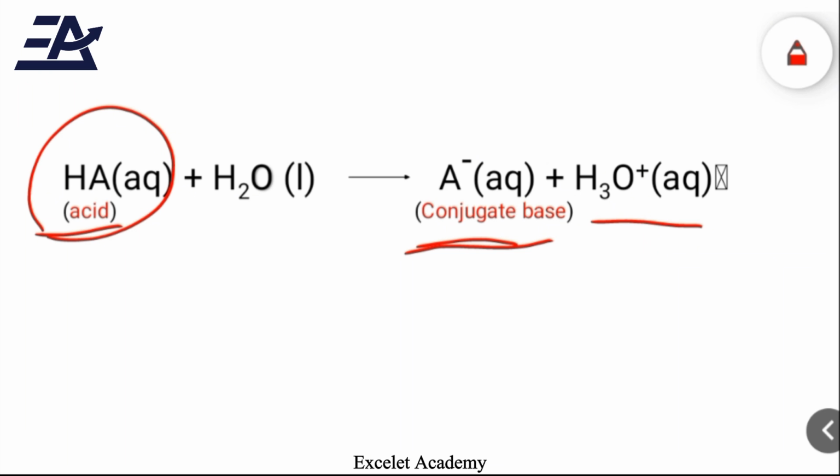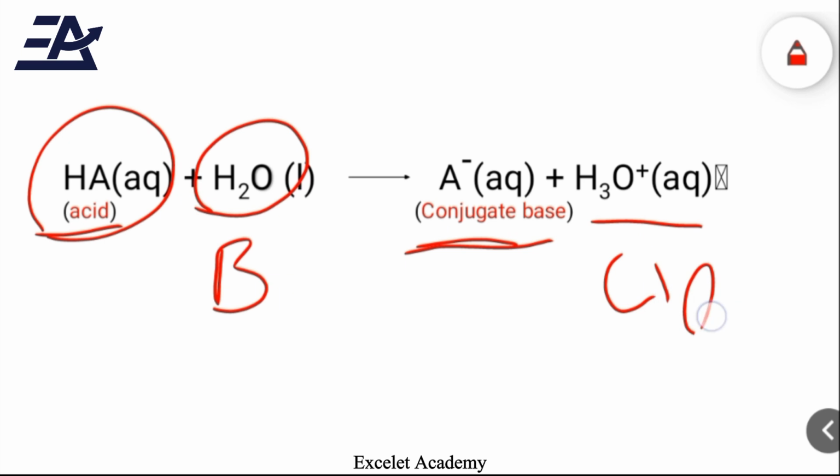And in this reaction, the water acts as a base because it's a proton acceptor. It accepts a proton and forms the H3O+, or the hydronium, in this reaction. And the hydronium ion is a conjugate acid because when compared with water, it has one more hydrogen and one less electron. So conjugate acids always have one more hydrogen ion and one less negative charge than the base.